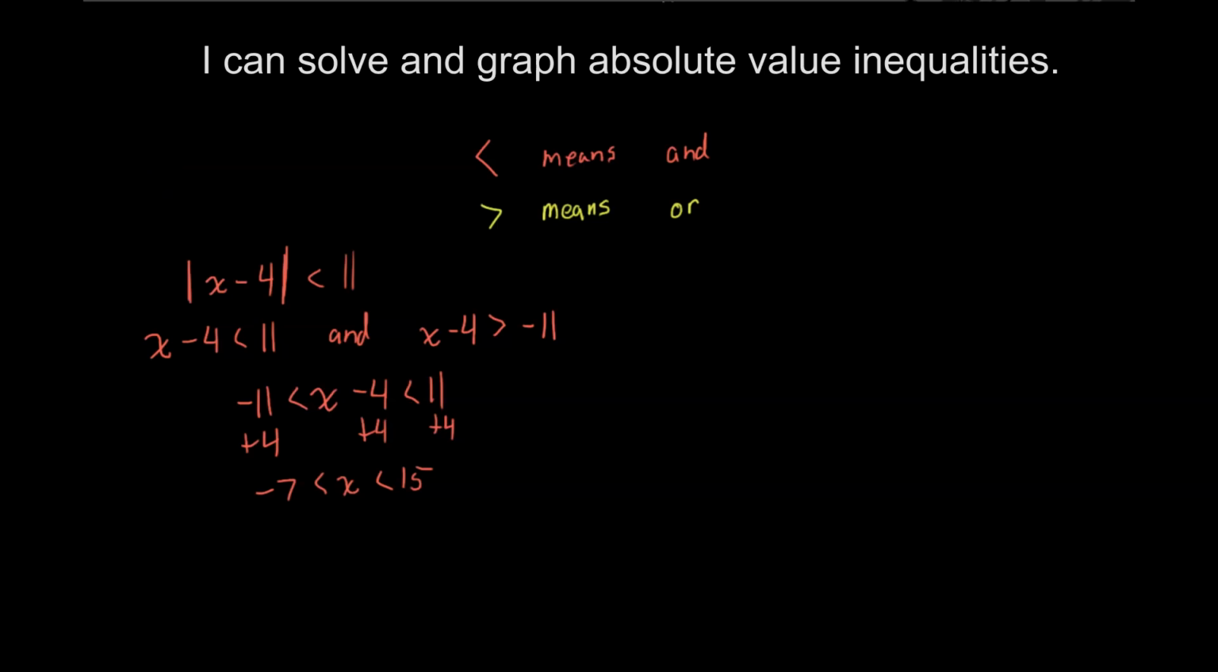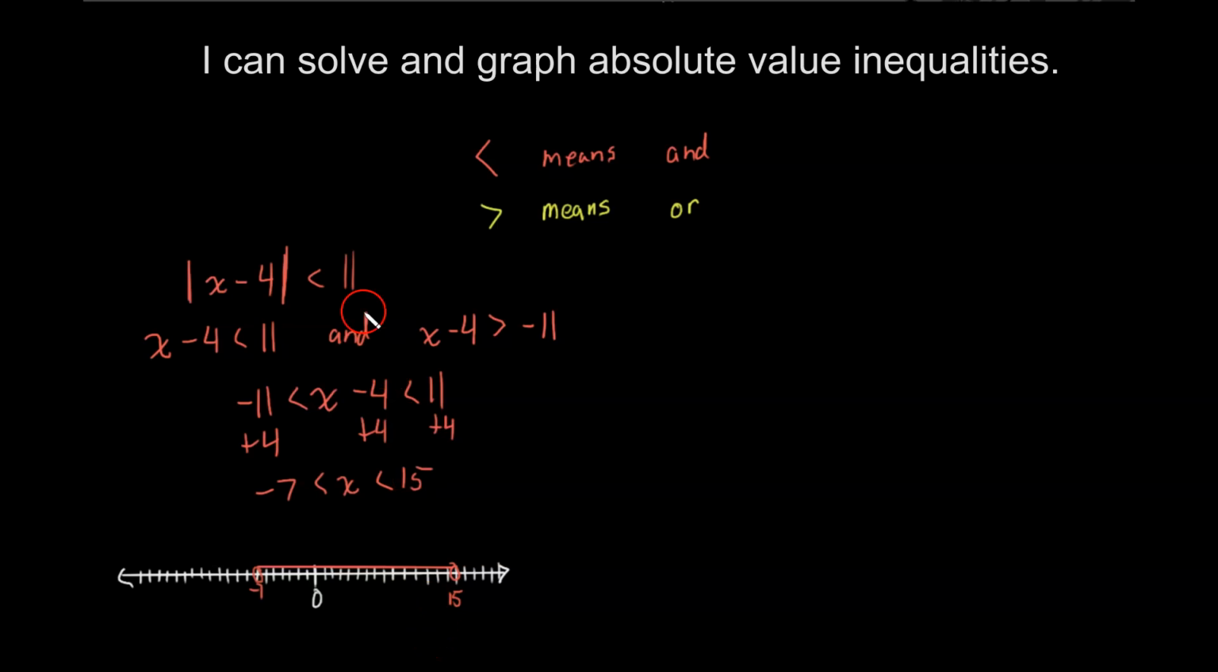Let's go ahead and graph this. Let's find 15 on our number line. 15 is right here. I'm going to leave that open because it's less than 15. Let's find negative 7. We have negative 7 over here and 15 over here, and both of them are going to be open. We just connect the two. This would be the graph of this absolute value inequality.